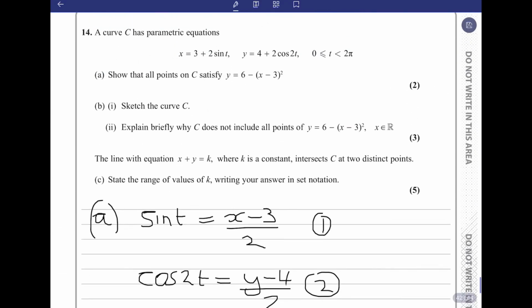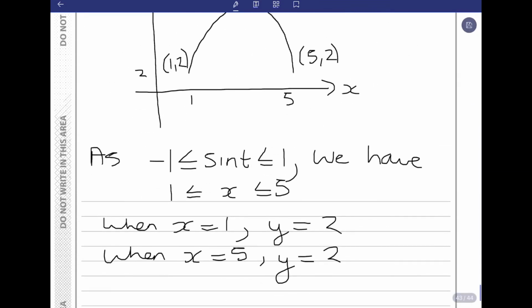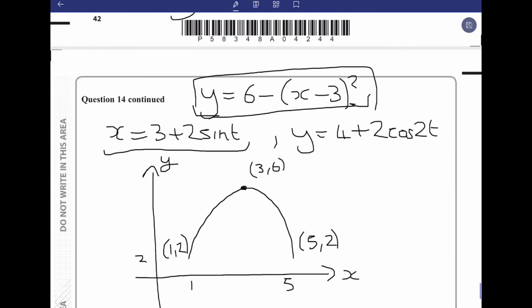Now explain briefly why C does not include all points of y equals 6 minus (x minus 3) squared, where x is a real number. We've already sort of answered this. It's because of this restricted domain here. x can only go between these values because we've described x using this parametric equation. And because sin has a restricted range, therefore so does x.